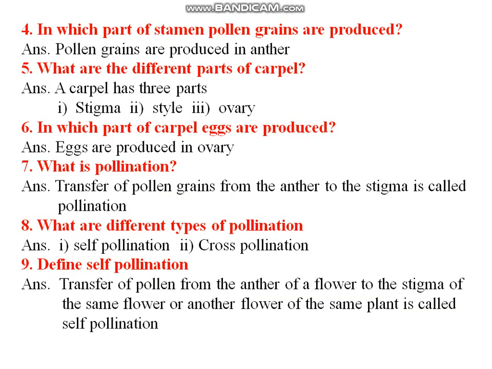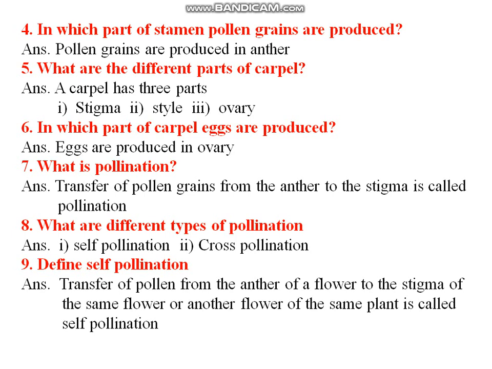Now in which part of the stamen are pollen grains produced? Pollen grains, actually, are the male reproductive cells. Pollen grains are also called male gametes or male reproductive cells, and these pollen grains are produced in the anther. So where are pollen grains produced? Pollen grains are produced in the anther.